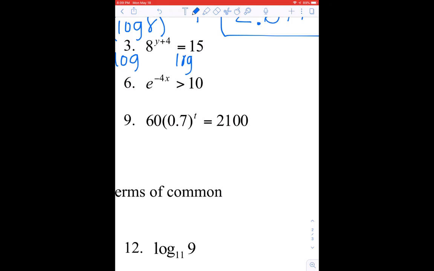So I know I have this x in the exponent, which means I need to get it out of the exponent, and in this case the way to get it out of the exponent is to take the natural log, the ln of both sides, so then that e goes away. So all that's left on that side is negative 4x, and on this side is ln of 10. And that's a different button in your calculator.